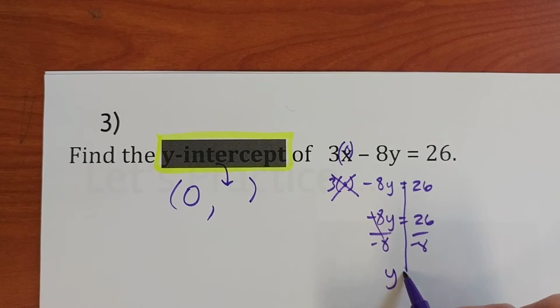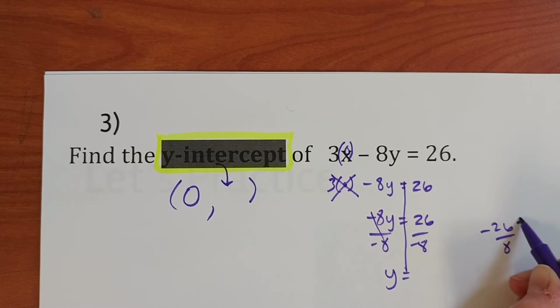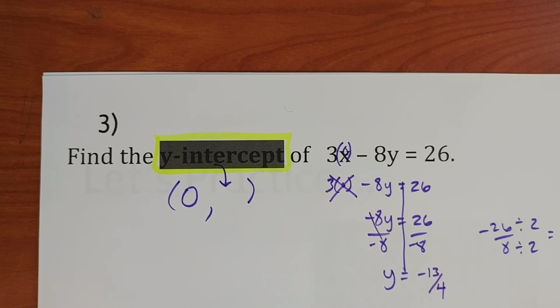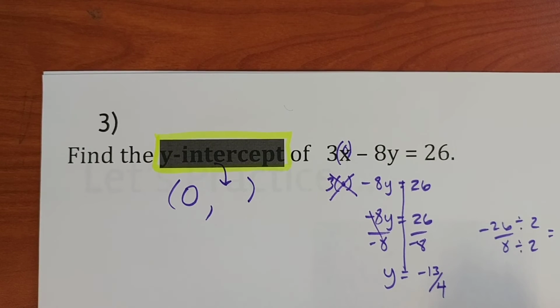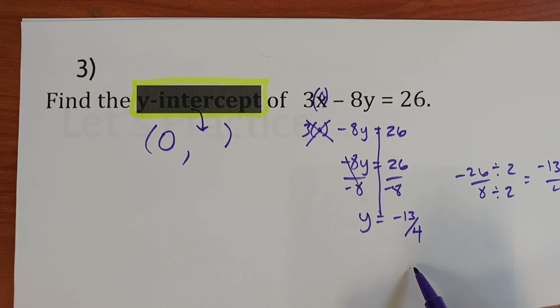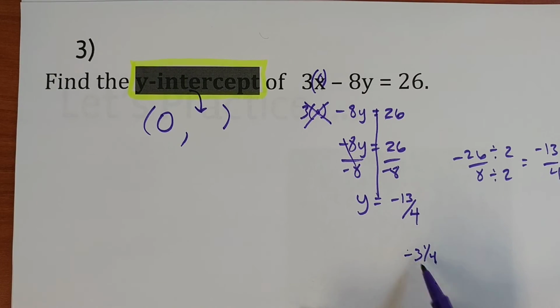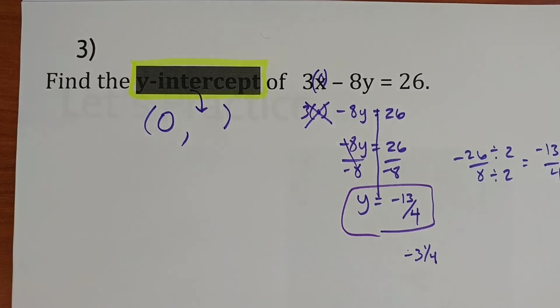Now this isn't going to be a very nice number. I have negative 26/8. And I know that I can simplify that because both of those numbers are divisible by 2. So I get negative 13/4. So that would be my y-intercept. And even if I rewrote it as a mixed number, it would be negative 3 1/4. So it's going to be touching the y-axis at negative 3 1/4. Okay, so there's my y-intercept.